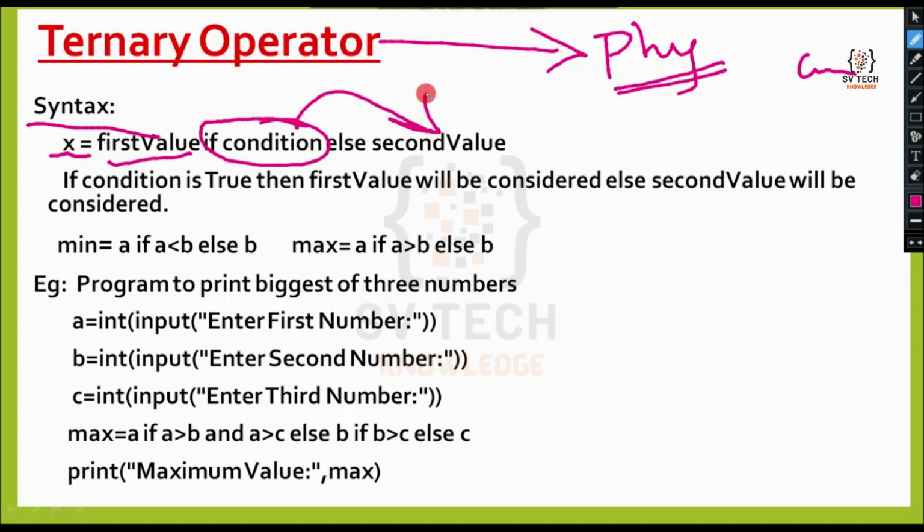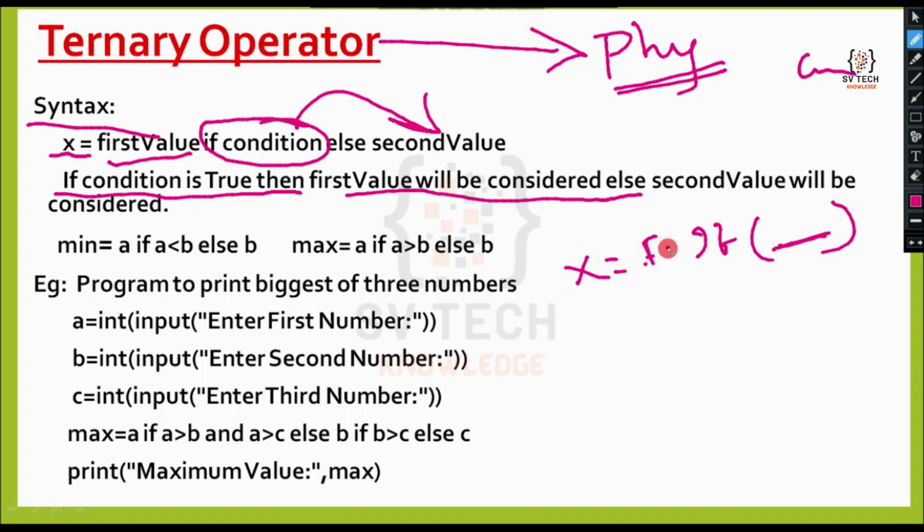So I will explain with an example, don't worry. If the condition is true, then the first value will be considered. Means, if condition, I am going to give a condition. If the condition is true, the given value, the first value, will be displayed. Otherwise, means else, the second value will be displayed. Okay, so here take minimum equal to a. So minimum is a if the condition is true, otherwise b.